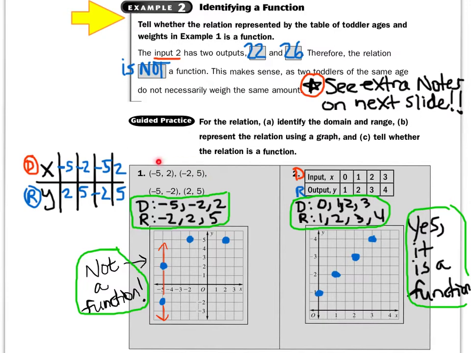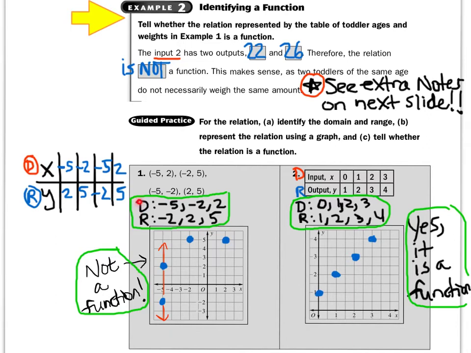Now, I think it's easier when they give you a bunch of points like this to put it in an X and a Y table. So notice how (-5, 2), I put -5, 2; (-2, 5), I put -2, 5; (-5, -2) I put here, and (2, 5) I put here, because it's easier for you to see the domain right here when you see all the X's together.